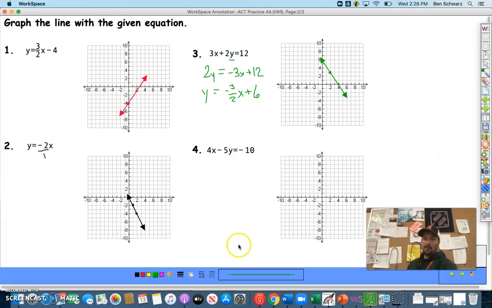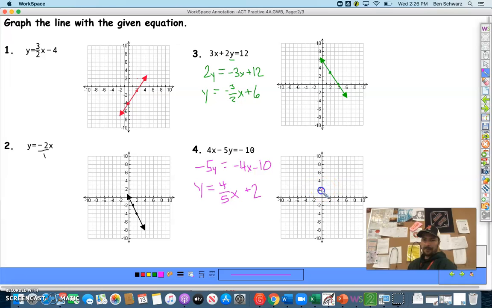And then one more example here. We'll just go ahead and solve for y. So negative 5y equals, put the x first, negative 4x minus 10. Divide everything by negative 5. When you divide by a negative, everything becomes positive over there. So y equals 4/5 x, and then 10 divided by 5 would be 2.